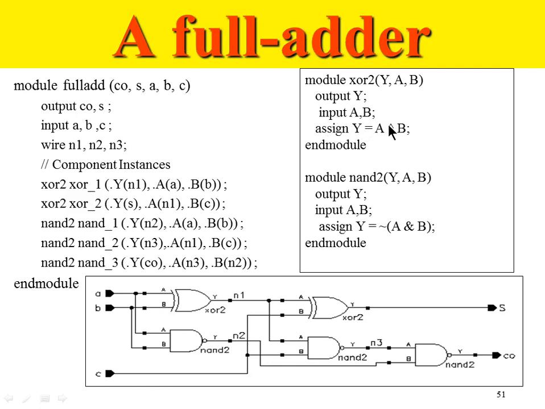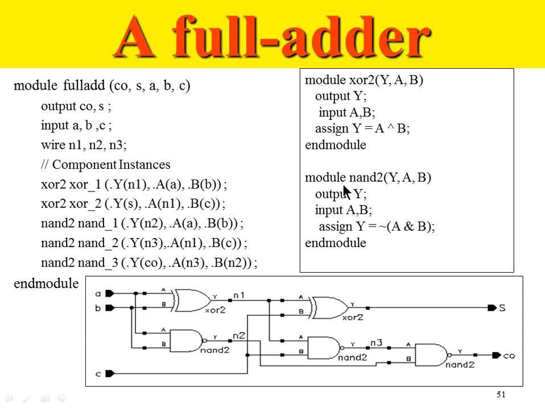Assign Y = A ^ B. So this caret sign is for XOR. Assign Y equal to A XOR B on a continuous basis. This is a continuous assignment. So on a continuous basis, Y will get A XOR B, end module. So this is a two input XOR gate.